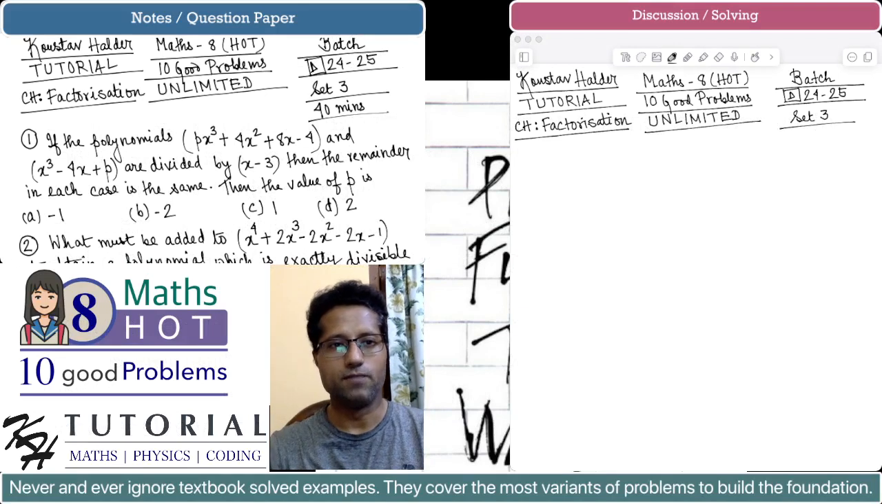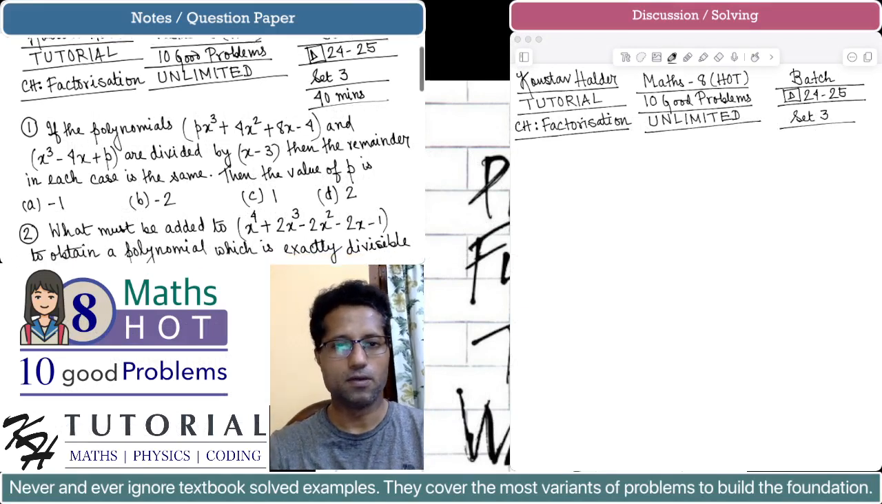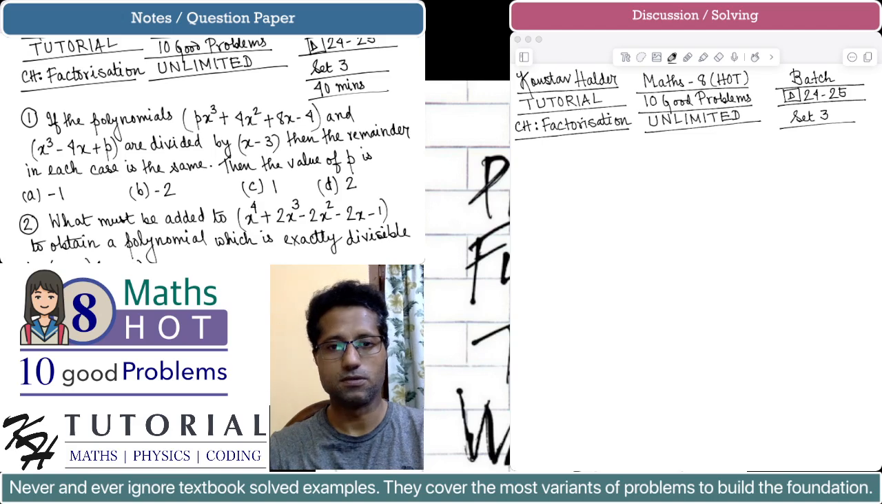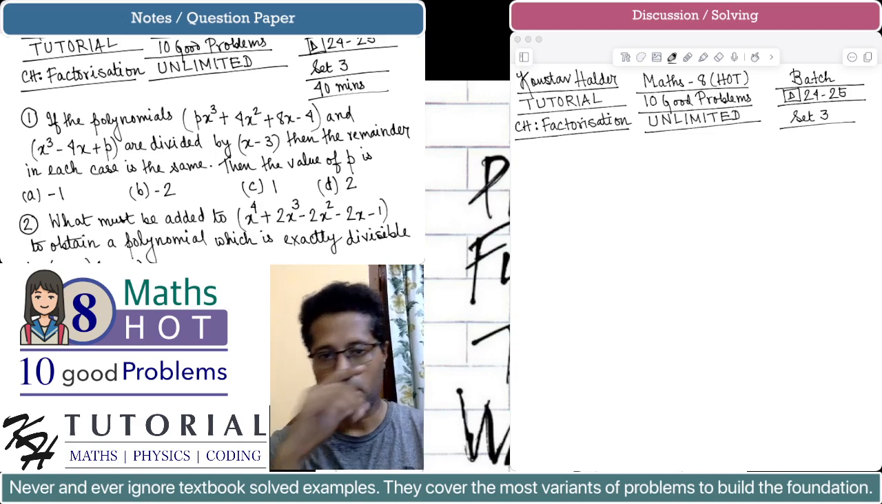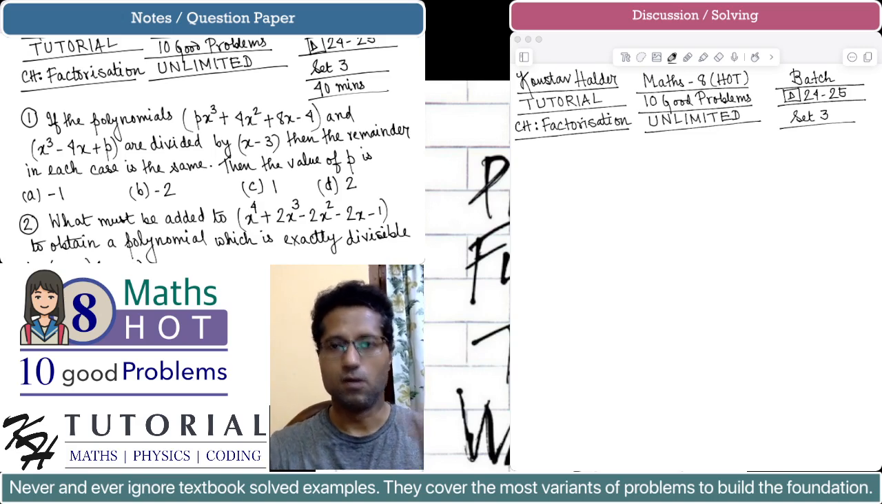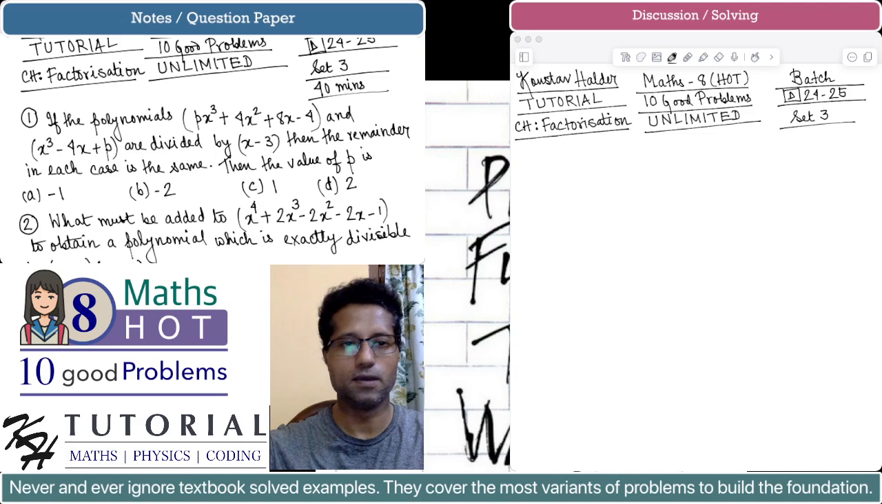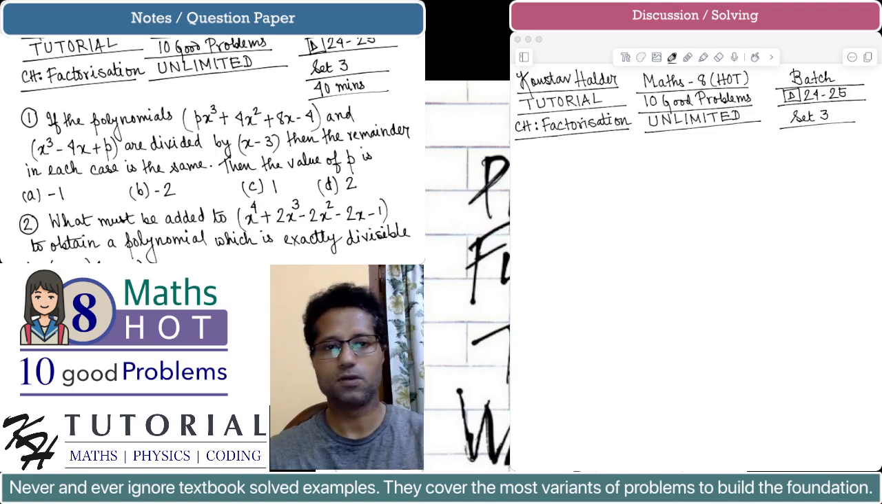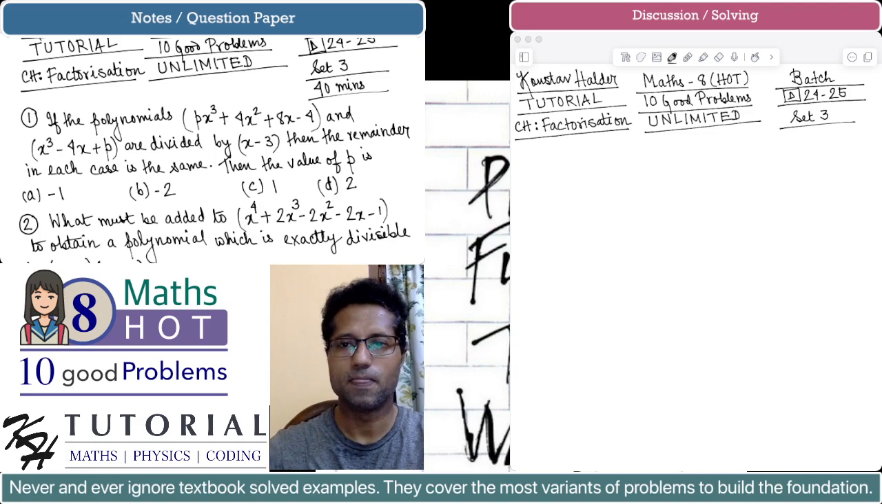Okay, so I have the 10 good problems on the left hand side. I hope you can read the problems. The fonts are big enough so that you can see it properly. The link of the PDF of these 10 good problems will be given in the description below. You can also check the PDF from that link. On the right hand side, I will solve the problems. After solving a problem, I will pause for a few seconds so that you can take a screenshot of the solution if you think it will be beneficial to you. Okay, so let's start solving the problem.